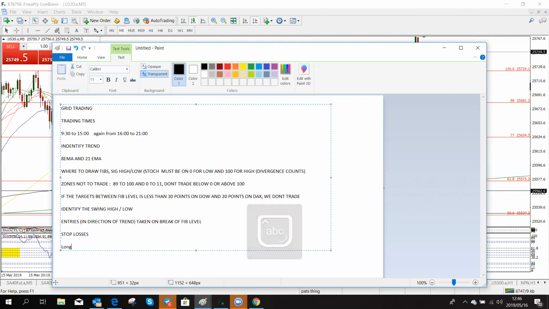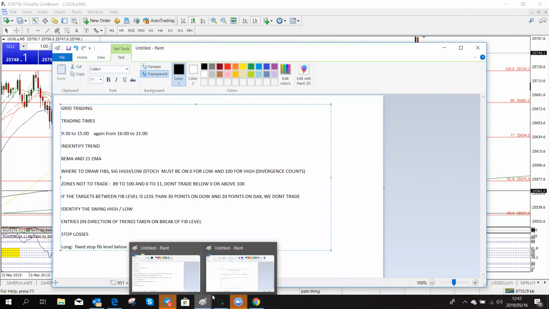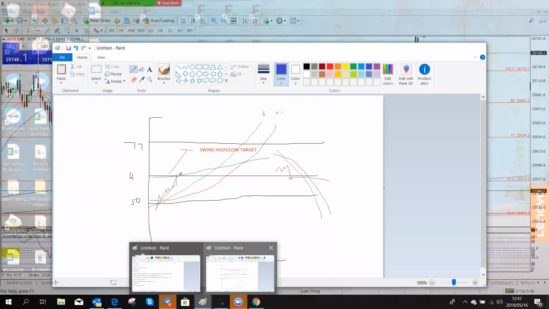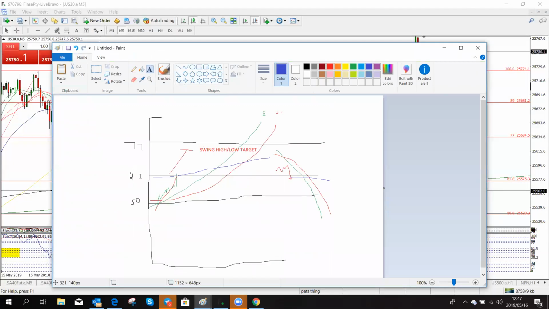If we go long, we have a fixed stop. In other words, it's put in the system. Fib level below. So in this example, we've taken the trade there. We are long.